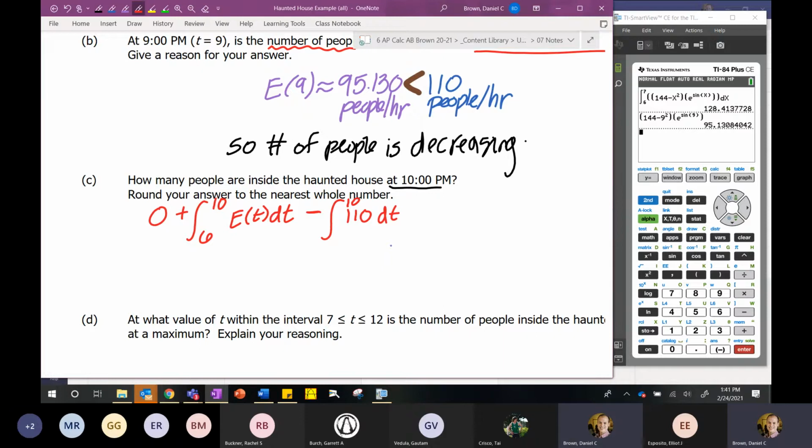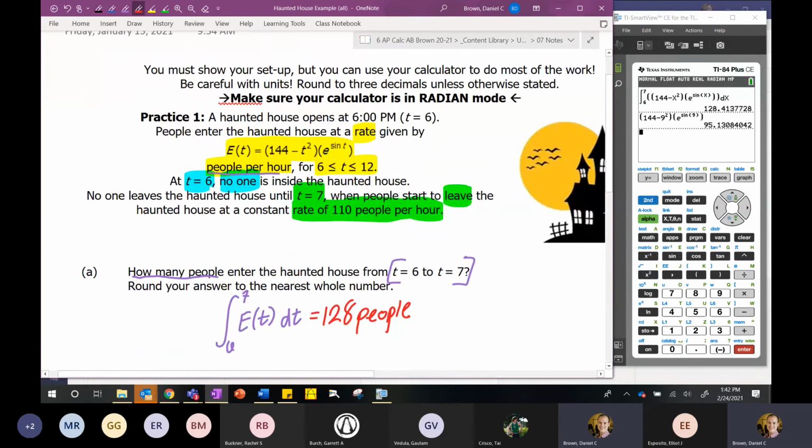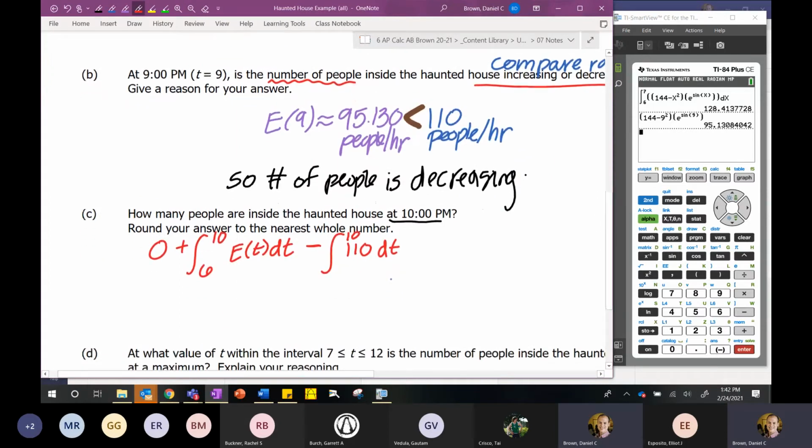And I'll scroll back up so we can all see it. People did start entering the haunted house at 6, but it takes them about an hour to go through it. So no one left the haunted house until 7. So when I integrate that second one, we do want to make sure that it is starting at 7 and not 6. Since those intervals are not the same, we can't combine this into a single interval. We are going to leave it as one from 6 to 10, and then the other one from 7 to 10. So again, I am just going to go ahead and type this in my calculator.